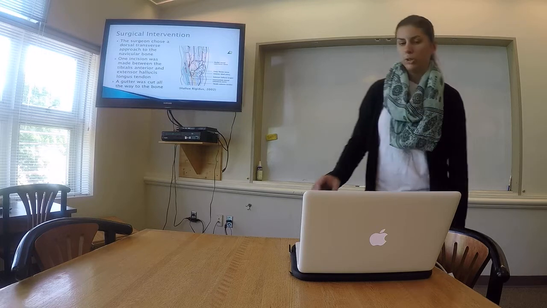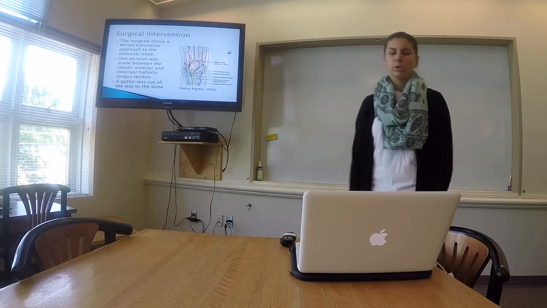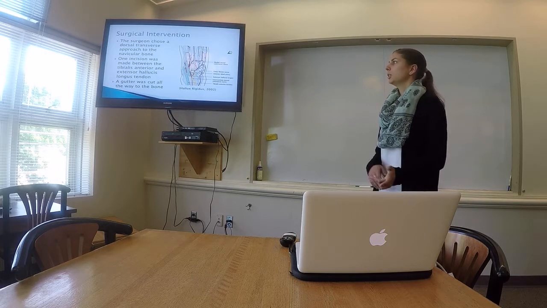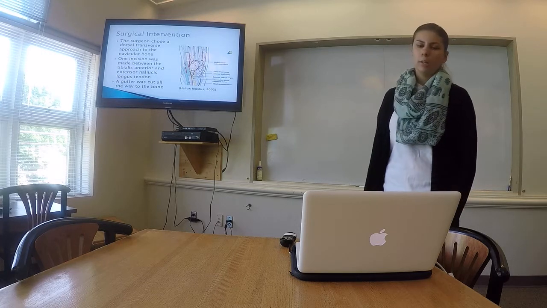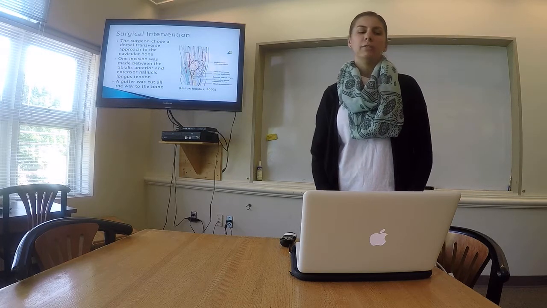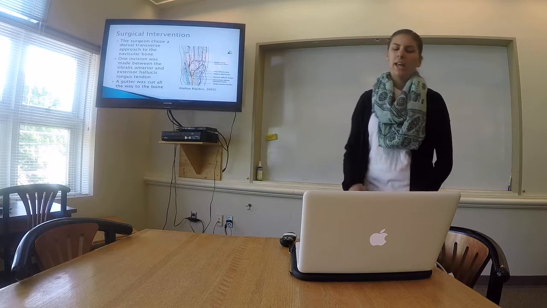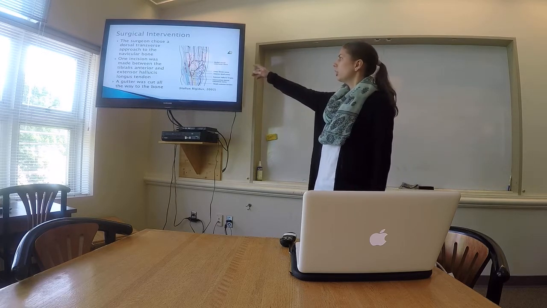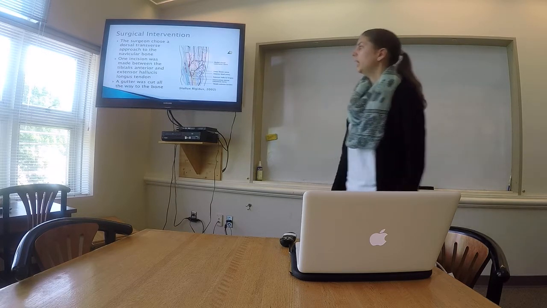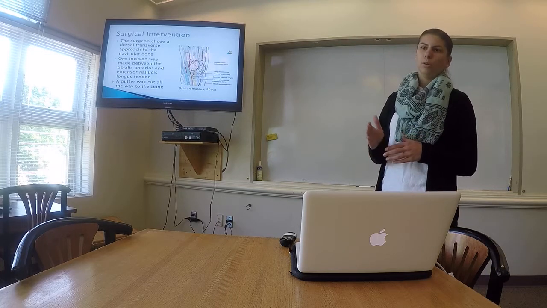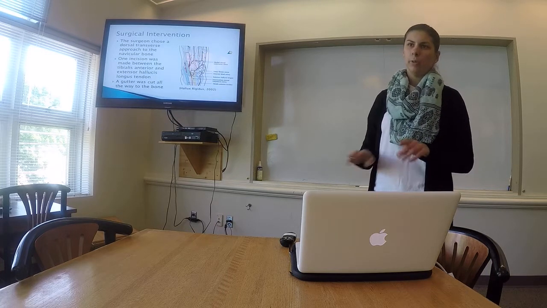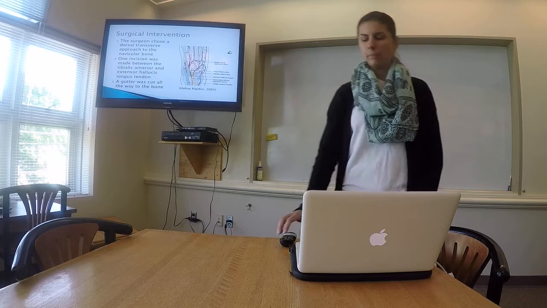The surgical approach they chose was a transverse approach to the navicular bone. The one incision is made between the tibialis anterior and the flexor hallucis longus, and the red right in here shows where the incision would be made, and then they cut a gutter down to the bone, which is basically they dissect all the muscle and stuff away so they can see the bone.